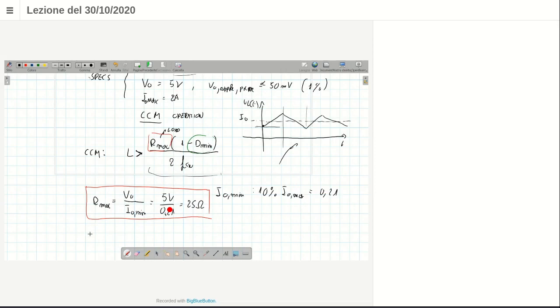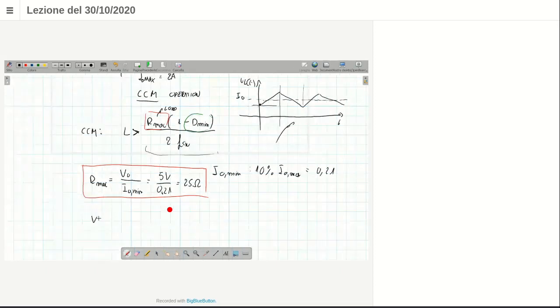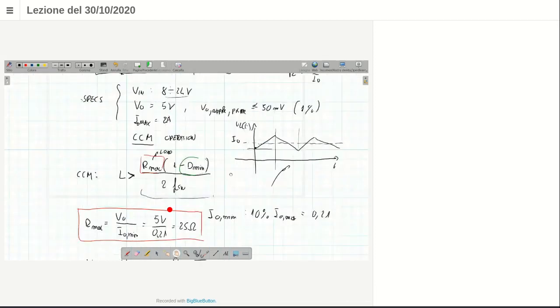Well, we have a buck converter. We want to operate in continuous conduction mode. In continuous conduction mode, we know that VO is D times the input voltage. So the duty cycle is VO over V in.